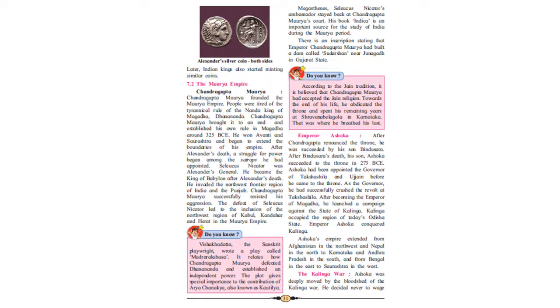After becoming the emperor of Magadha, he launched a campaign against the state of Kalinga. Kalinga occupied the region of today's Odisha state. Emperor Ashoka conquered Kalinga.